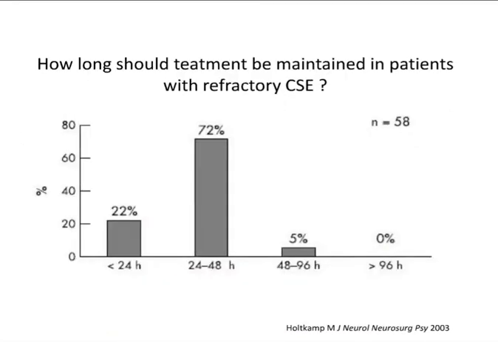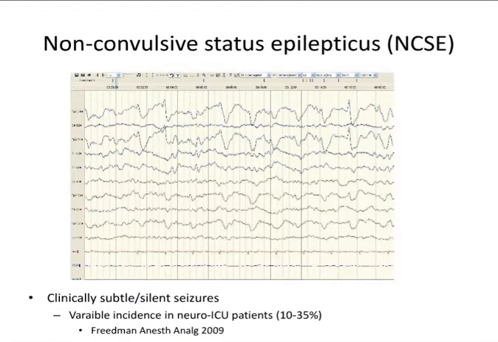And generally, these treatments last at least 24 to 48 hours, and it is important to titrate therapy again, and continuous EEG is useful for it. Now, there are other forms, particularly in neuro-ICU patients, and I would recommend this review in Anesthesia and Analgesia that appeared in 2009.